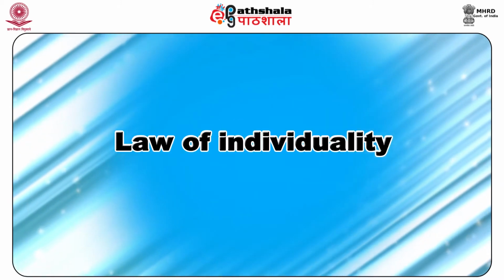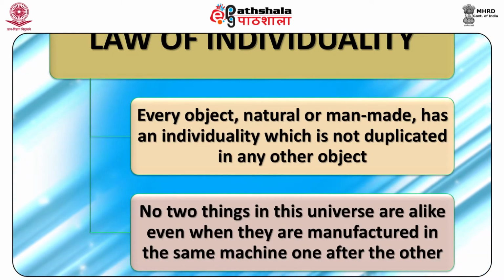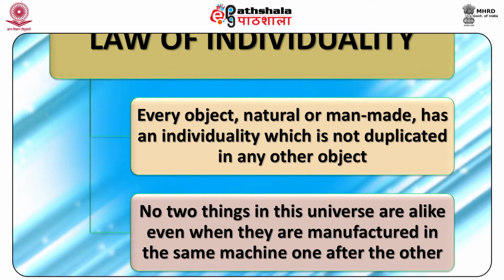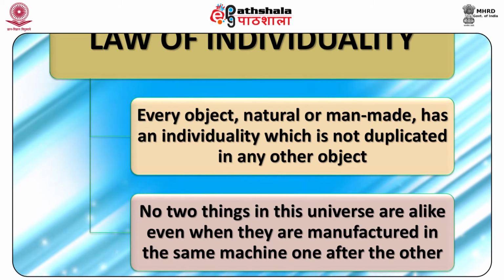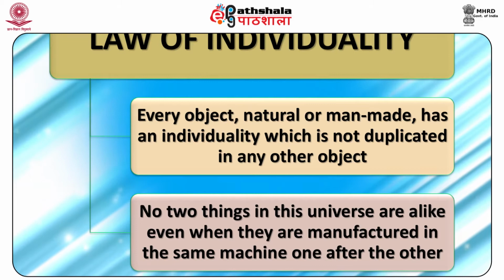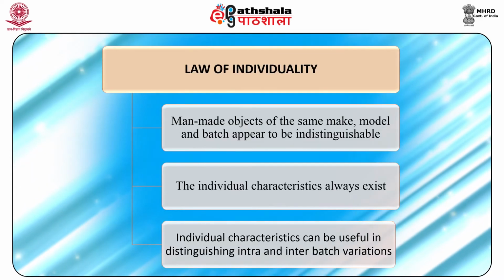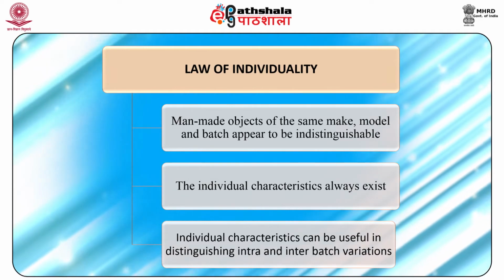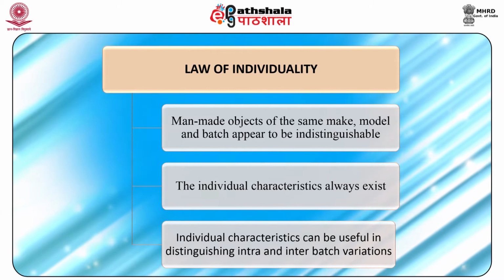Law of individuality: every object, natural or man-made, has an individuality, which is not duplicated in any other object. In other words, no two things in this universe are alike, even when they are manufactured in the same machine one after the other. This principle at first seems to be contrary to the common beliefs and observations made.